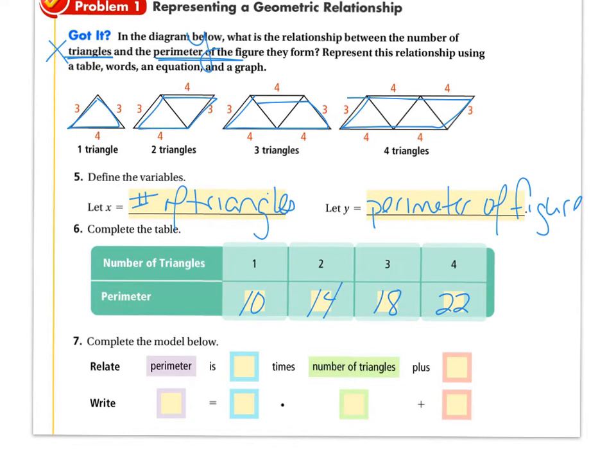Now we need to do an equation and a graph. The equation is probably the toughest part of this to do. But we need to relate the perimeter with blank times the number of triangles plus some number. So let's look at this and see if we can come up with something. Are you thinking? Because the perimeter is 4 times the number of triangles plus 6.